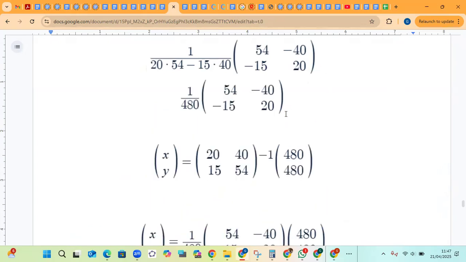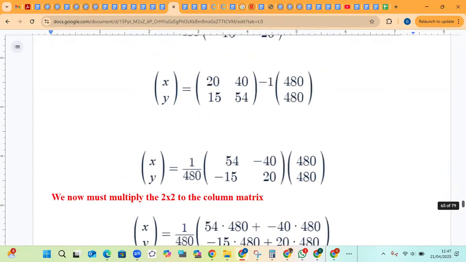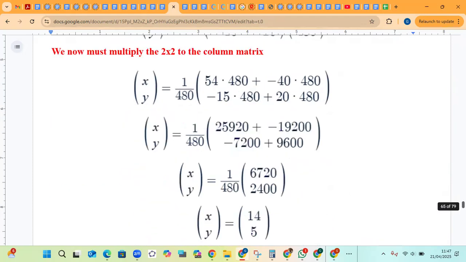It has to be multiplied now to the constants, okay, to get x and y. So we have 1 over 480 times. To multiply matrices, you have to multiply row times column. So 54 by 480 plus minus 40 by 480. And for the y is minus 15 by 480 plus 20 by 480. And here it is done.